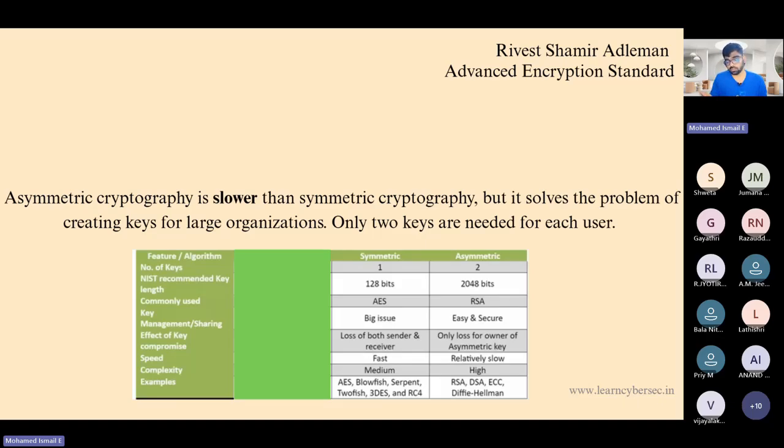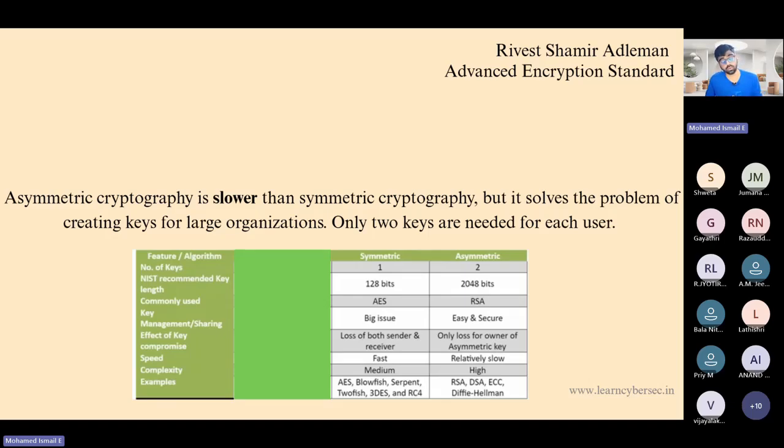AES algorithm, which is Advanced Encryption Standard, that is the full form. In case you have seen any question with "Rivest Shamir Adleman", then you don't need to think any other stuff, it is just RSA. They are just pointing to the RSA algorithm. Asymmetric cryptography is slower, as I said, because it uses public and private keys, but it solves the problem of creating large organizations. The number of keys is less, right?